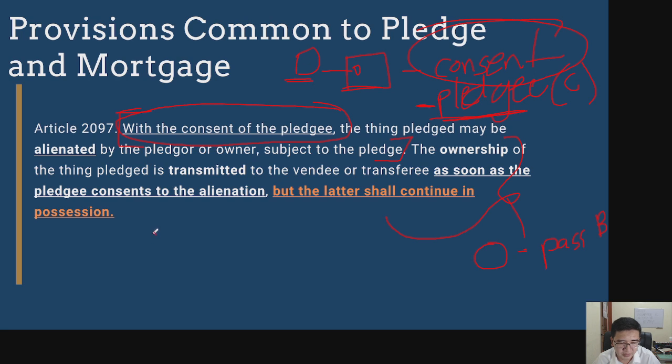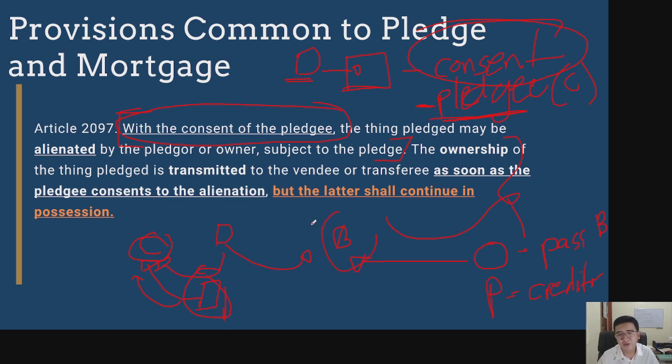Okay? So, merong creditor, merong debtor. Pinledge mo yung cellphone mo. Let's say, for example, cellphone. Kapag pinledge mo yan, ang possession na kay creditor, na kay pledgee. Kailangan niyang mag-consent kung gusto mo siyang ibenta kay buyer. Kung binenta mo siya kay buyer, ownership daw will pass. Pero possession will remain with the creditor or the pledgee. Siya pa rin ang may hawak ng cellphone, hindi si buyer.